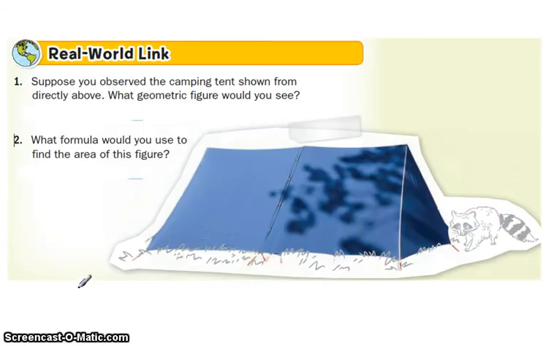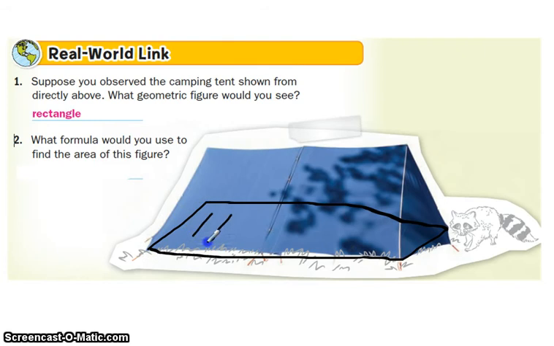So if you were camping, okay, in a tent, and you looked directly above this tent, what geometric figure would you see? So if you're staring from above it, what would it look like? Well, it would look like a rectangle. Okay. Now you can't see that rectangle, but it is in there. If I wanted to draw it, okay, it would look like this. That line's supposed to be straight. Okay, so there would be like the floor that you would be sleeping on. And what formula would you use to find the area of this rectangle? Well, you would use area equals length times width. Or you could use base times height. It doesn't matter, it's the same thing.